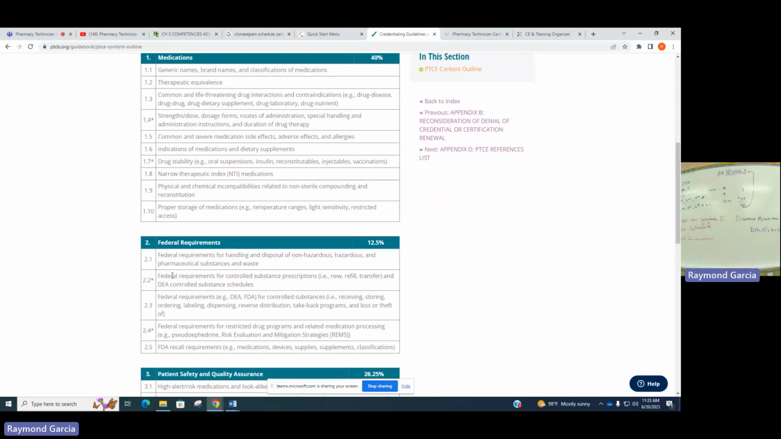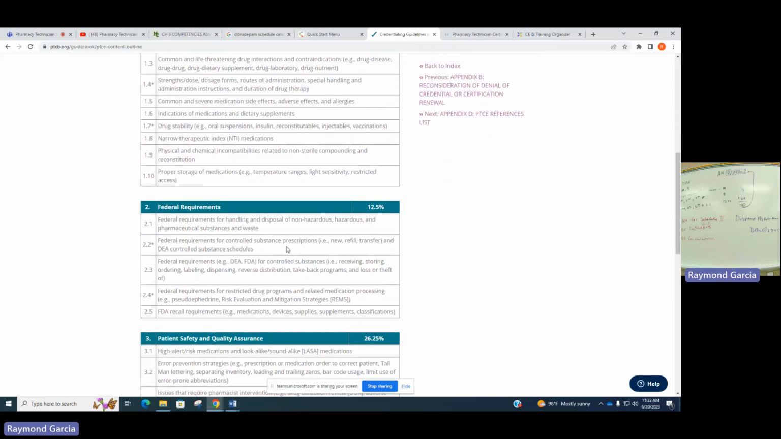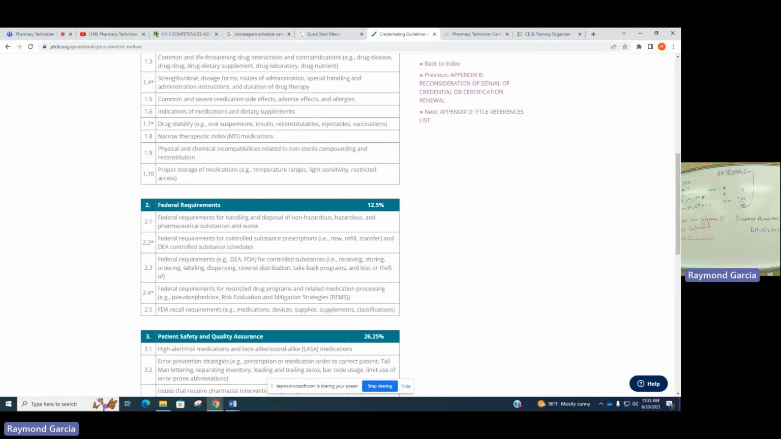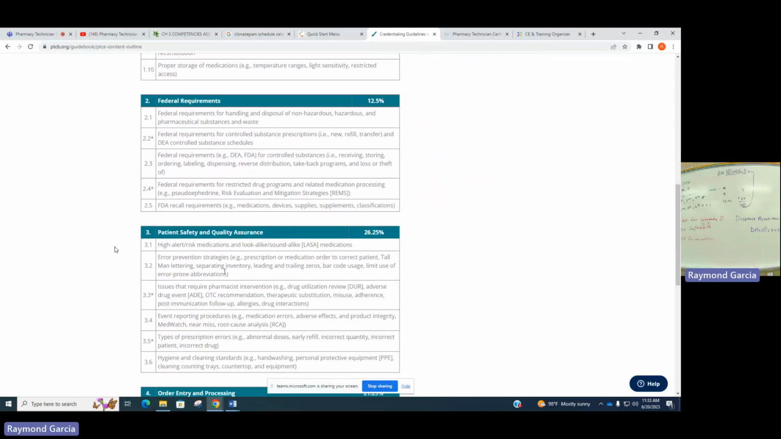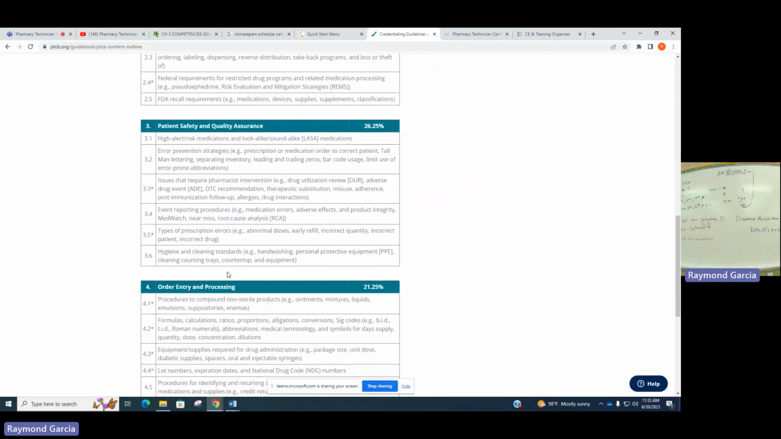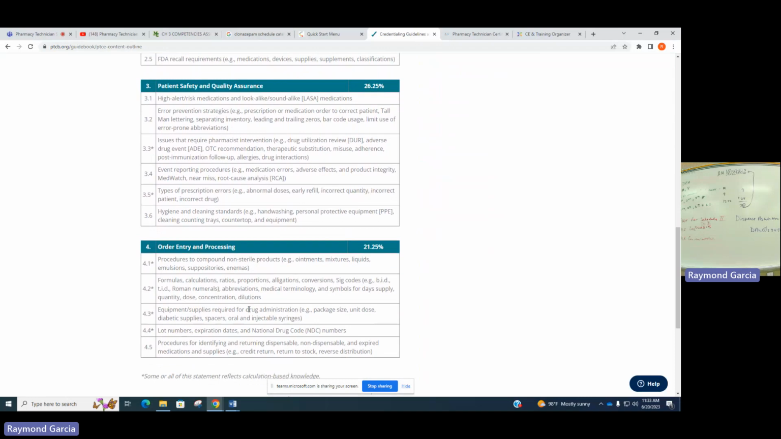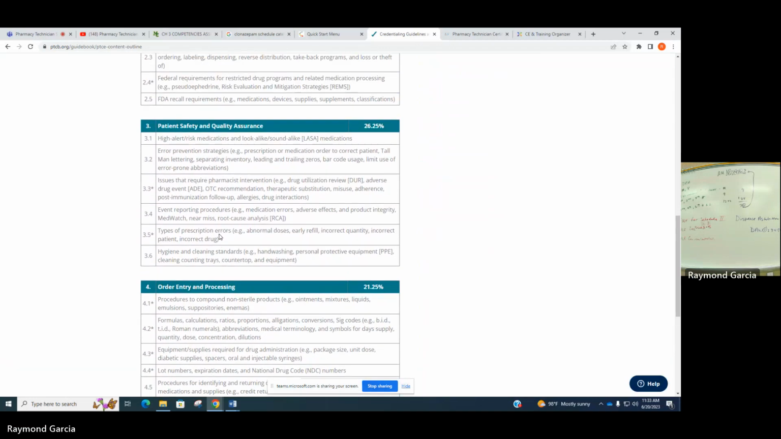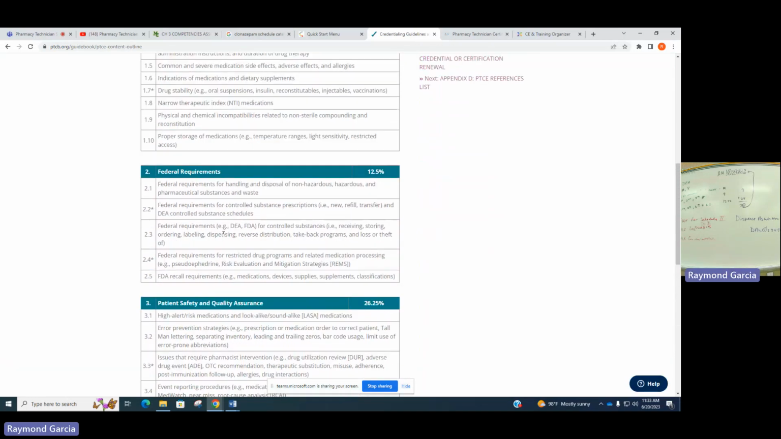Federal requirements, which is Chapter 2, federal law, 12.5% is on that. So it's good to understand the different types of laws of pharmacy. We'll eventually get to patient safety and quality assurance, which is about 27%, and then the ordering and processing, which is 21.25%. But separated, this is what it's telling you on page 3.7 as far as percentages. So that's kind of the blueprint of the examination.